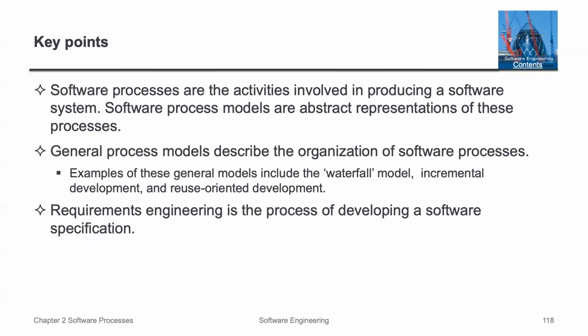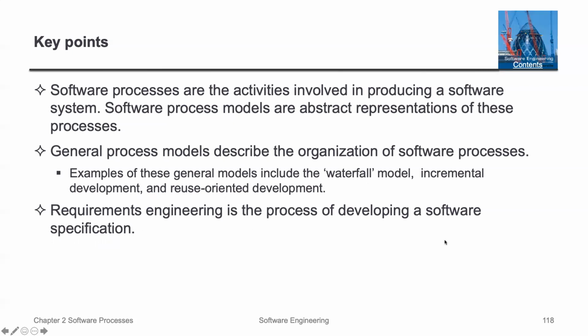Finishing up here, the key points. Software processes are the activities involved in producing a software system. Software process models are abstract representations of these processes. General process models describe the organization of software processes. Examples of these general models include the waterfall model, incremental development, and reuse-oriented development. We showed examples of what that looks like.